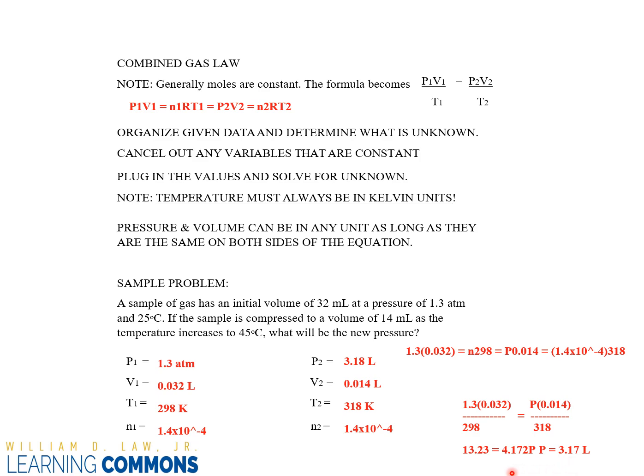answer for P2, like 3.18 atmospheres. Here it's supposed to be atmosphere, not air. That was an honest mistake, or a mistyping. This is the final pressure. Just do a crossover multiplication and solve for P2, and you will find the final pressure. If they ask you about volume 2 or volume 1 or temperature 1 or temperature 2, you do the same process all over again.